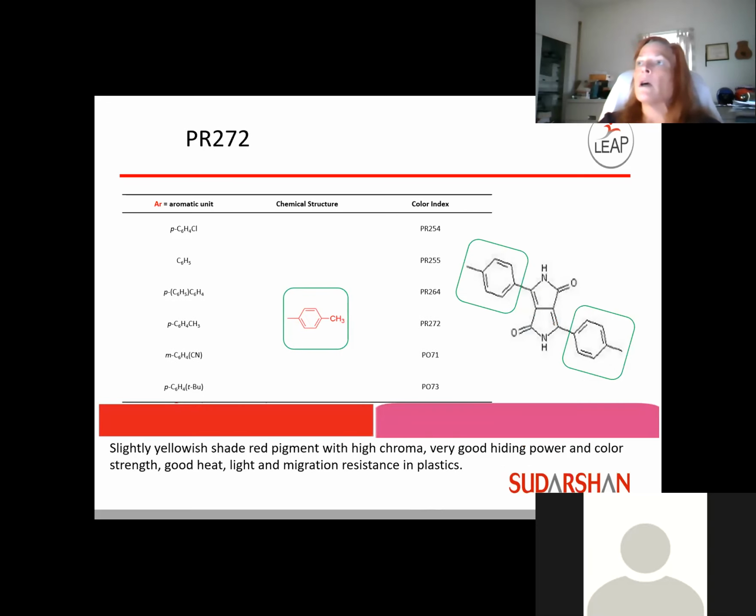The other red is the pigment red 272. It has its unique aromatic unit that makes that chemical structure. This is a slightly yellowish red shade pigment with high chroma, good hiding power and color strength. It also has good heat, light, and migration resistance for plastics.